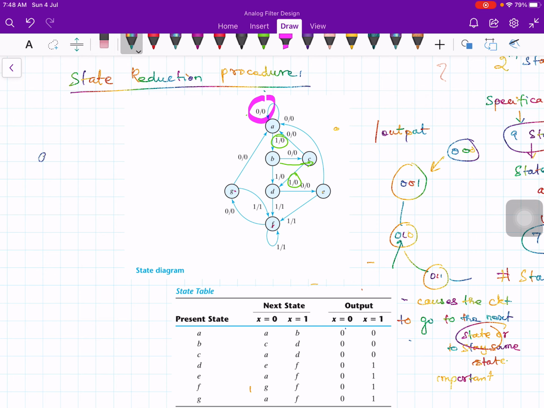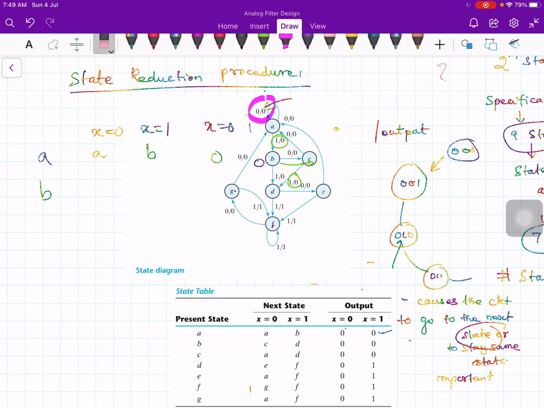Take the present state A, and you go to the next state A when the input is x equal to 0, and you go to the next state B when x is 1. When the input is 0, what is the output? Output is 0. If you look at the state table, this is 0. Similarly, when the input is 1, the output is also 0. That's what you have filled in here, and the next state is B.